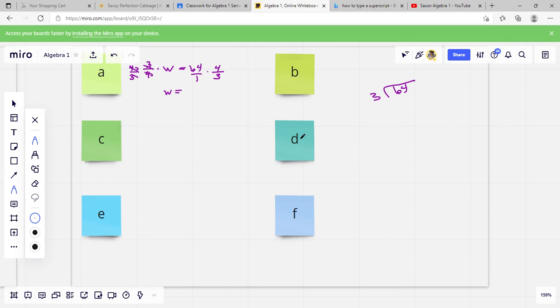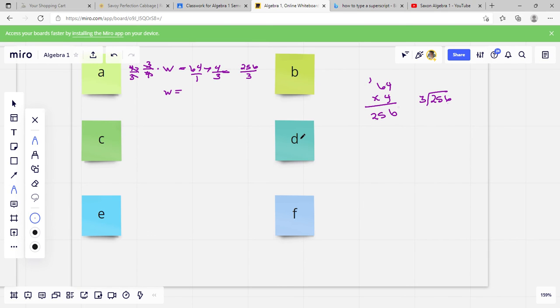Will those cancel? 1, no, 2, nope, that won't cancel. Erase that. Alright, so that means we're going to have to multiply across the top and then divide by the bottom. So 64 times 4, 4 times 4 is 16, 6 times 4 is 24, 25, 256. So that would be 256 over 3. So now I need to divide by 3.